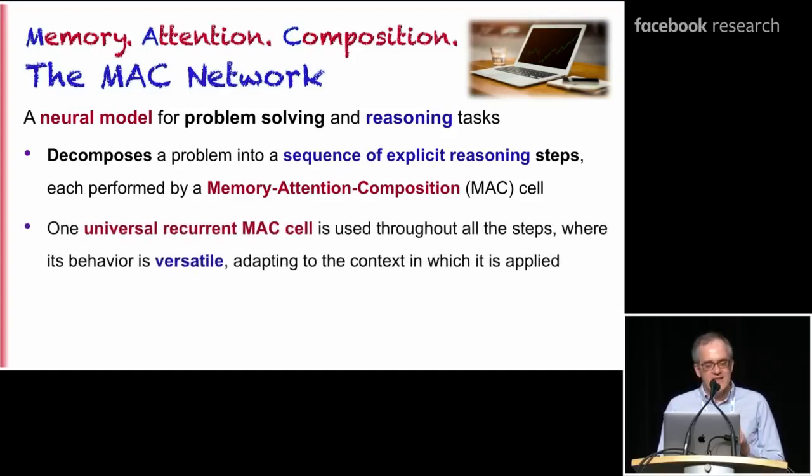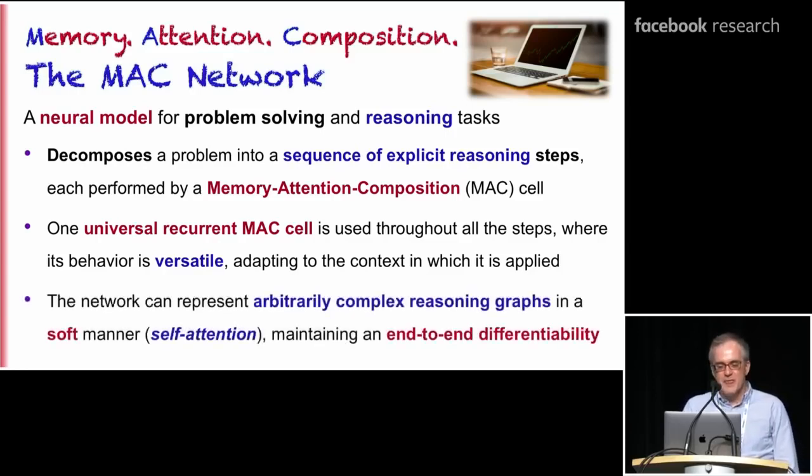So in particular, as a recurrent network, there's one universal MAC cell that is used throughout all the steps. But its parameterized design is such that it's versatile and it can adapt its behavior and context to perform different operations. So we don't need custom networks for every different kind of reasoning operation that we want to do. This network will then make use of self-attention, so it can actually simulate arbitrarily complex reasoning graphs using self-attention while maintaining end-to-end differentiability.